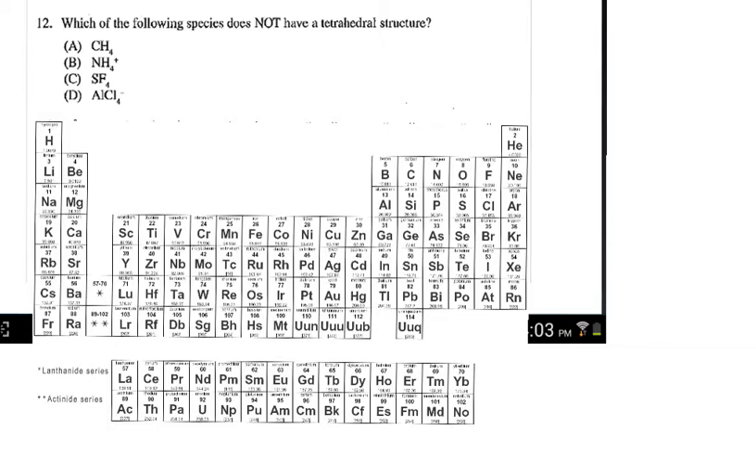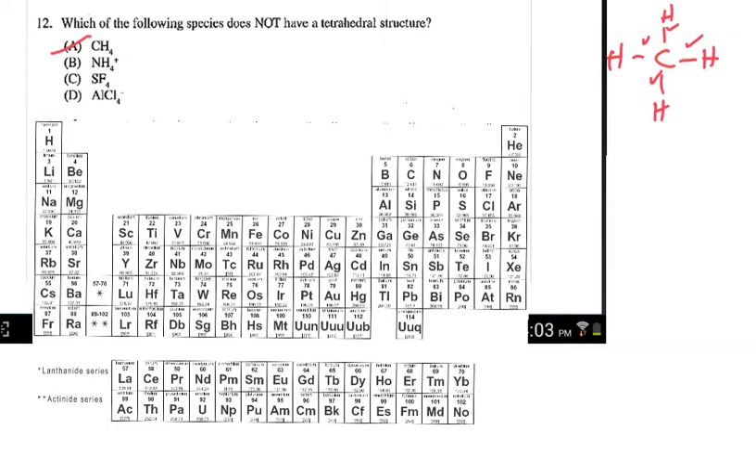Now hopefully you remember the structure of CH4. Carbon always has 4 bonds, and since it has 4 hydrogens on it, there's no way it could have a lone pair. So since it has 1, 2, 3, 4 substituents, it is definitely tetrahedral. So we can rule it out right away.